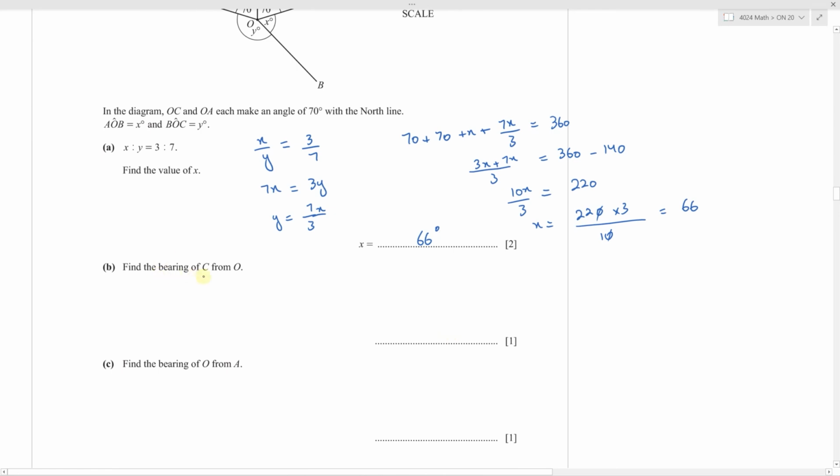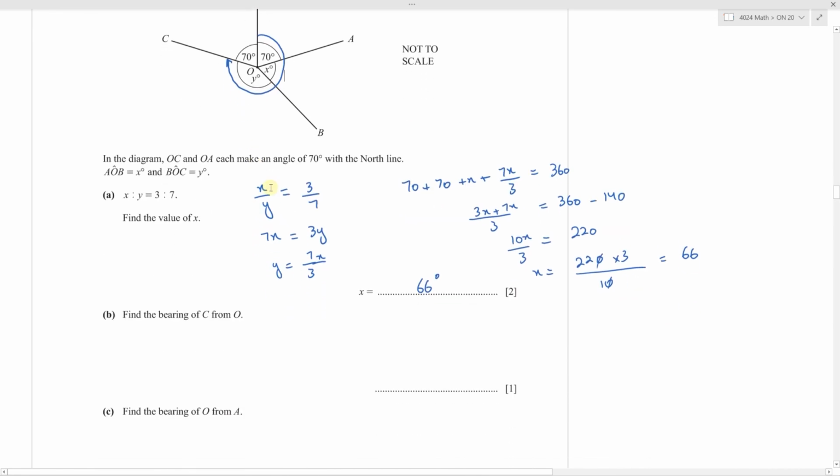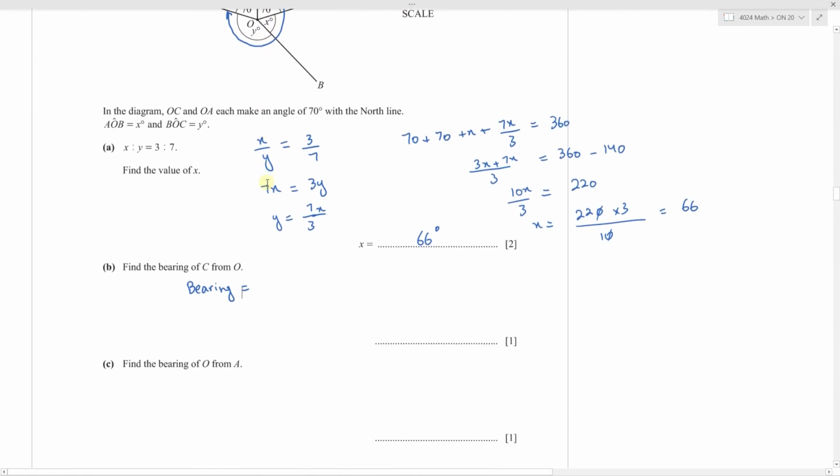Part B is find the bearing of C from O. So bearing of C from O, O is this point, your north line is this. So bearing of C from O will be this angle here. So it will be 70 plus X plus Y. So this bearing will be equal to 70 plus X plus Y, and then X is 66, and Y is 7X over 3. So 7 into 66 over 3.